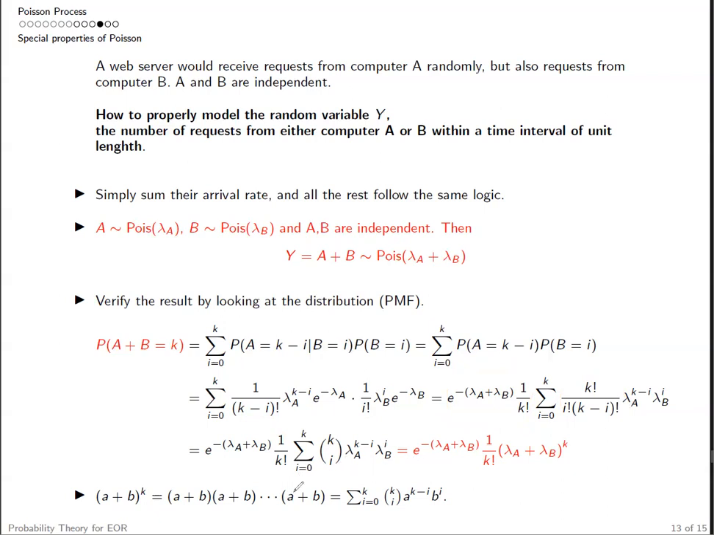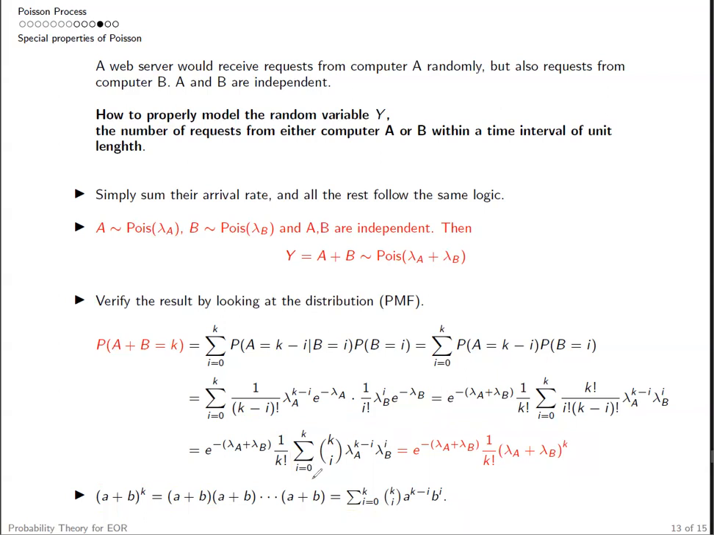To deliver the final results, we make use of the identity involving this binomial coefficient. This summation is essentially equal to lambda a plus lambda b to the power k. And if we look at the format here, this is essentially the PMF of a Poisson distributed random variable evaluated at the number k. So indeed, Y follows a Poisson distribution with arrival rate lambda a plus lambda b.